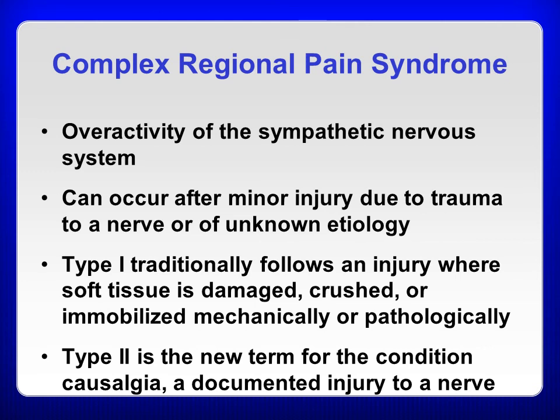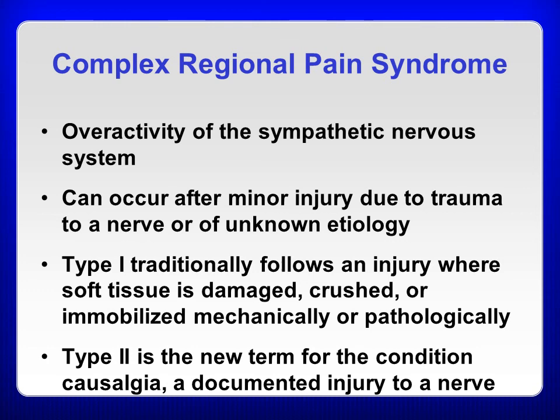So this is basically an overactivity of the sympathetic nervous system. One of the common things is that this could even happen after a minor injury, and again, they're not quite sure why this happens. It is a neurological phenomenon, that we know. There are two different types. Type 1 usually follows an injury where some soft tissue is damaged. Type 2 is a newer term for when there's an actual documented injury to a nerve.